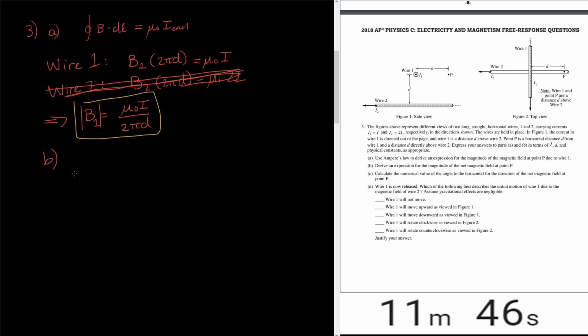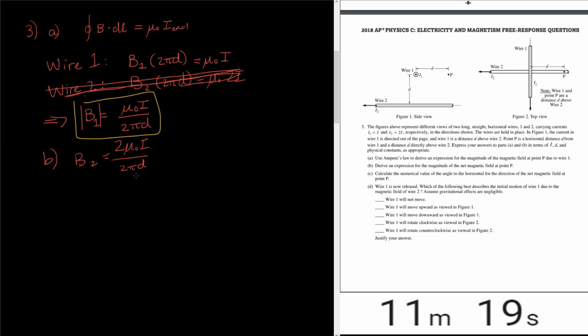Now we can get into the actual complicated stuff. Derive an expression for the magnitude of the net magnetic field at point P. So, we have from wire 2 that B2 is going to be mu naught 2 I over 2 pi d, but they're going to be pointing in different directions.